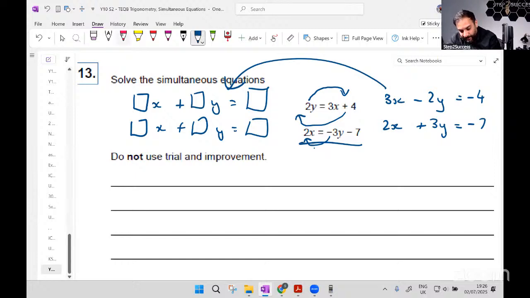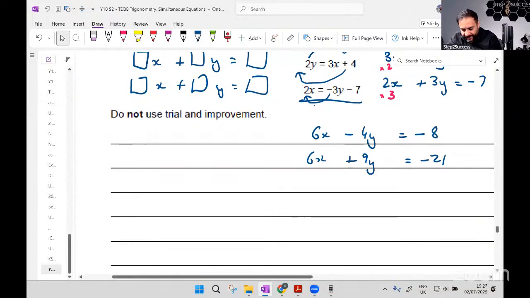So what I would do is try to make these two numbers the same. So I'd make them both 6x by timesing the first by 2 and timesing this by 3. So if I times the first equation by 2, I will get 6x minus 4y equals minus 8. If I times the second equation by 3, I'll get 6x plus 9y equals minus 21. Once they're the same, you can subtract these equations. Just be really careful when you're subtracting things if there's negative numbers involved.